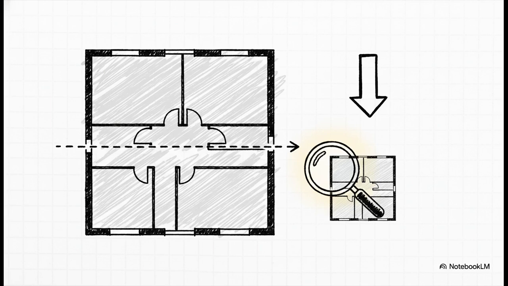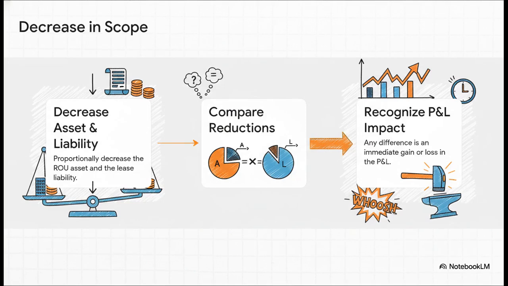Let's say your company decides to downsize, and now you only need half the office you originally signed up for. When that happens, there's a very clear process to follow. First, you decrease both the asset and the liability on your books. But here's the kicker. The crucial part you see in that final box: if those two numbers don't perfectly cancel each other out, the difference doesn't get spread out over time. No, it hits your bottom line immediately as a gain or a loss on your P&L statement.